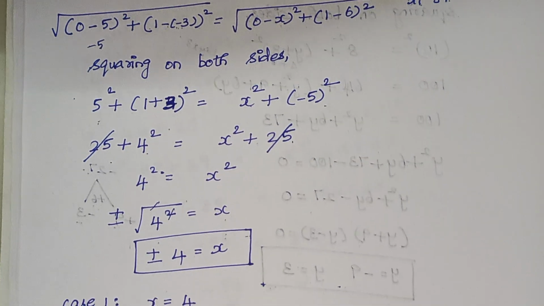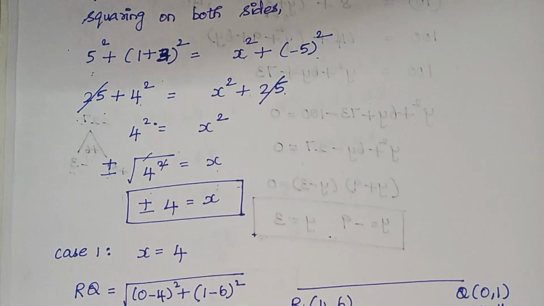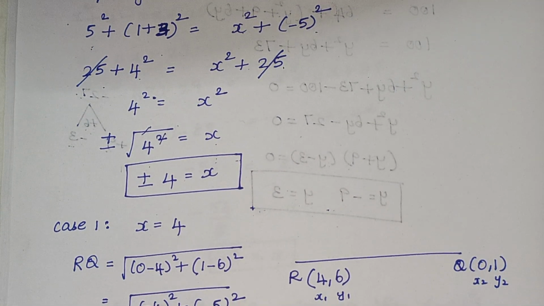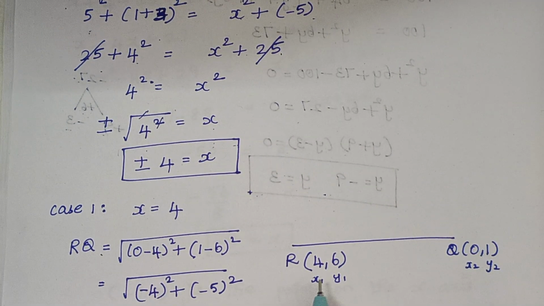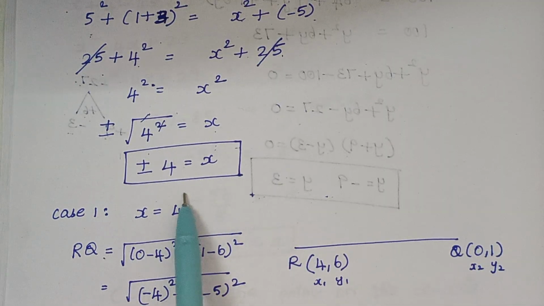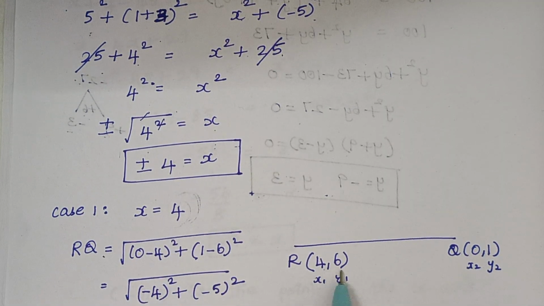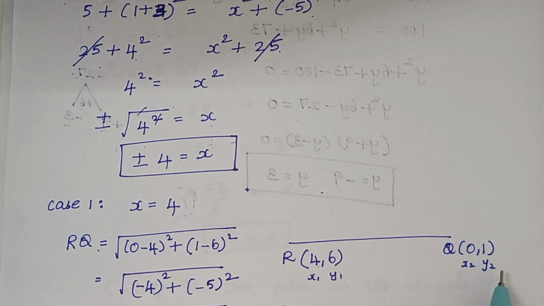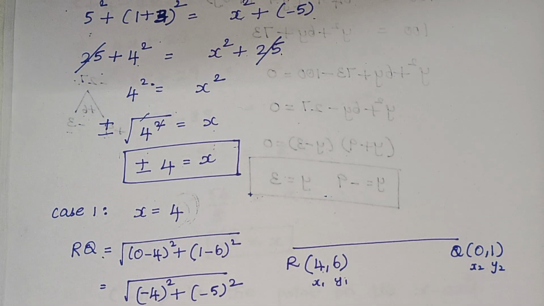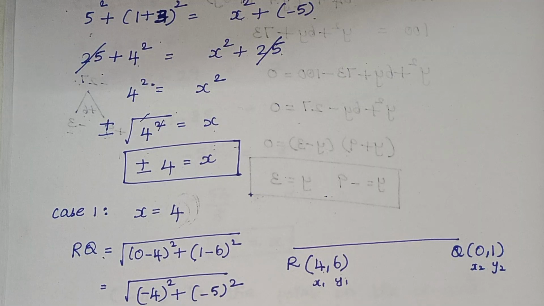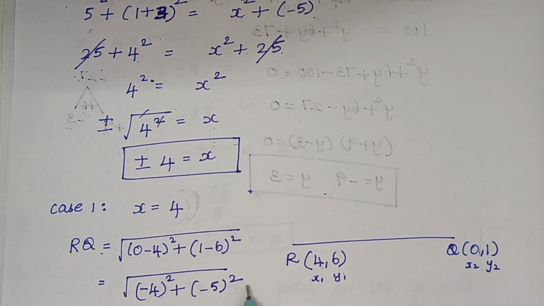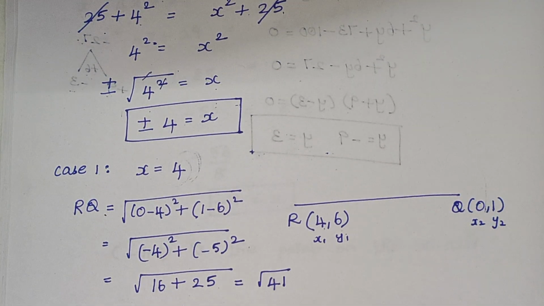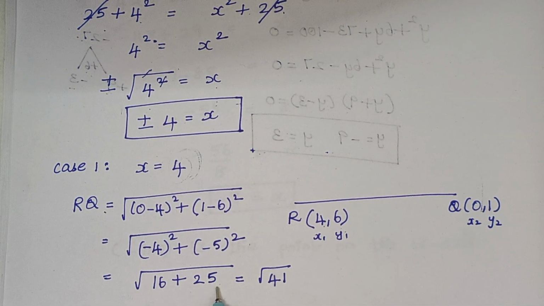Right. So here we are considering case 1. First, I am taking the value of x as 4 and I am going to calculate the distance RQ. Right. So this is my R. The value of R is (x, 6). So first I am taking the value of x as 4. So (4, 6) and Q is (0, 1). Now again by using the distance formula, I am going to calculate the value of RQ. So (0 minus 4) the whole square plus (1 minus 6) the whole square. So that gives the value of 16 and here 5 square gives 25. So the answer is square root of 41.